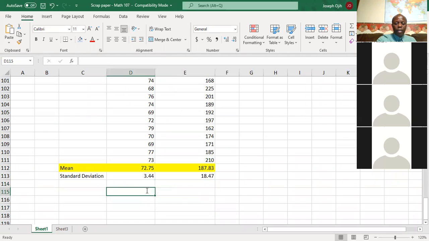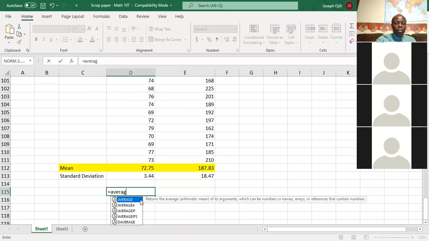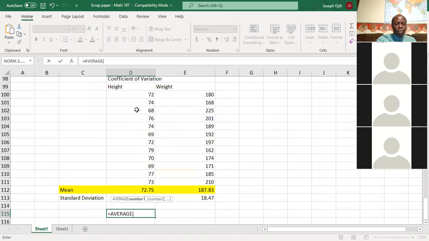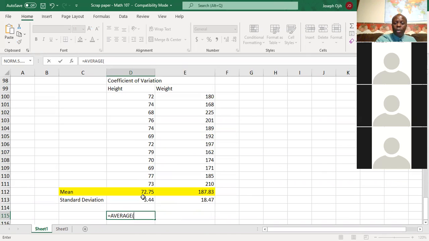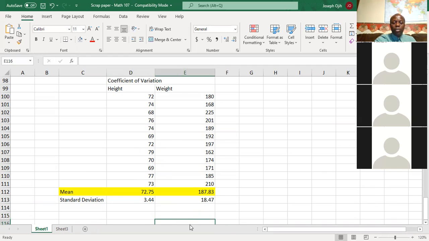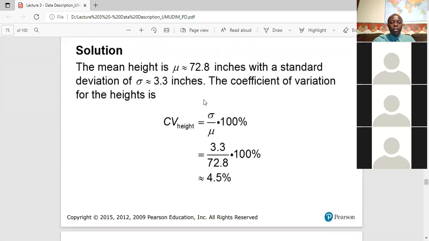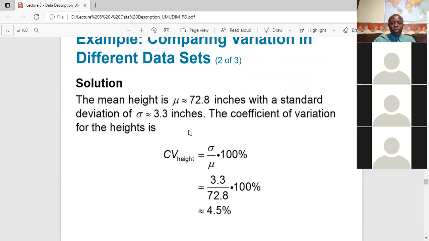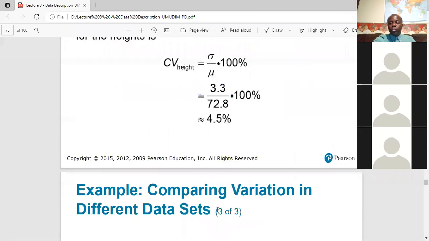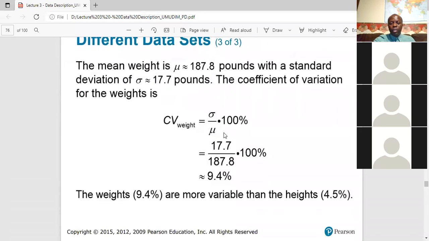Let me see. Equals average. Okay. I probably typed one number incorrectly here, but this is how it is. Or maybe they made a typo themselves, because it happens. But the standard deviation is 3.4. They got approximately 3.3. So once you plug it in for the height, standard deviation divided by mean, which is 3.3 over 72.8 times 100, you get 4.5%.